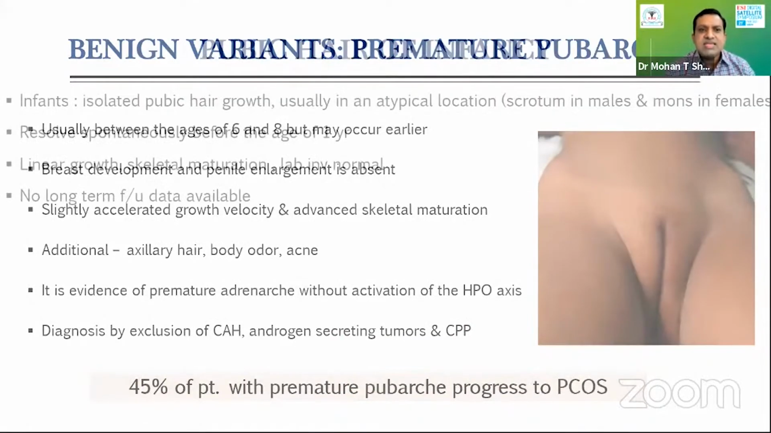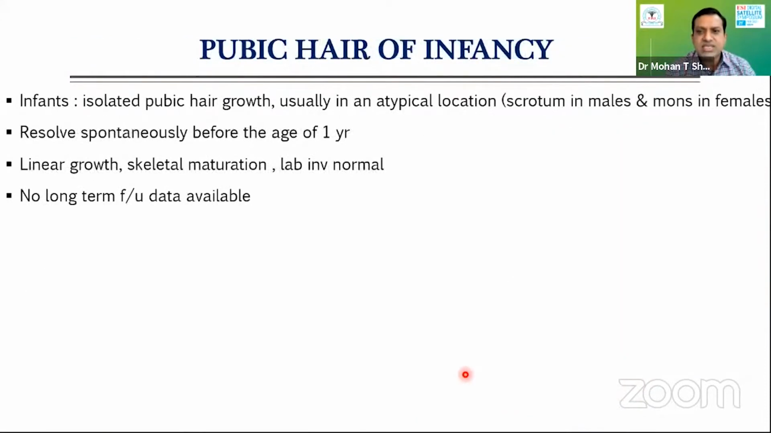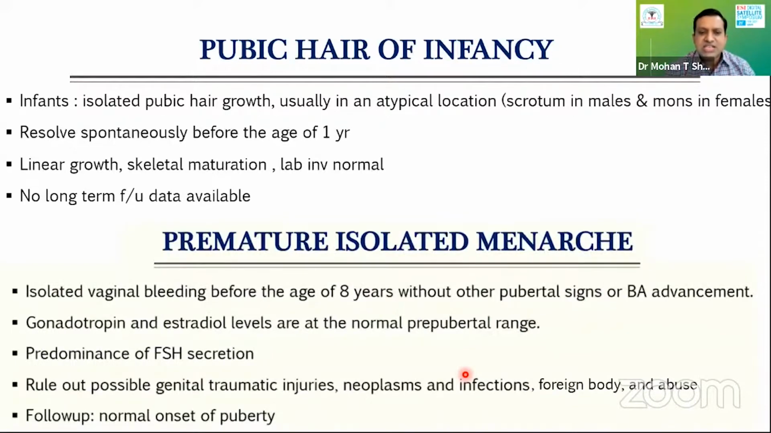Pubic hair of infancy is actually seen in an atypical location, in the mons in females and scrotum in males, and resolves spontaneously before the age of 1 year. This is because of mini puberty, and you can see linear growth, everything is normal, and no long-term follow-up therapy is required. And premature isolated menarche is also important because it is isolated vaginal bleeding without evidence of any pubertal signs.